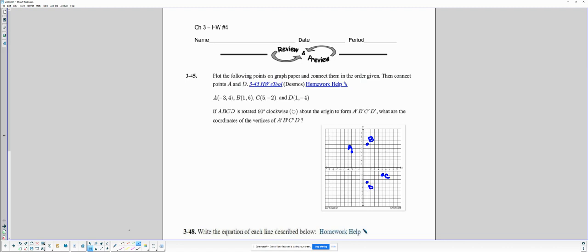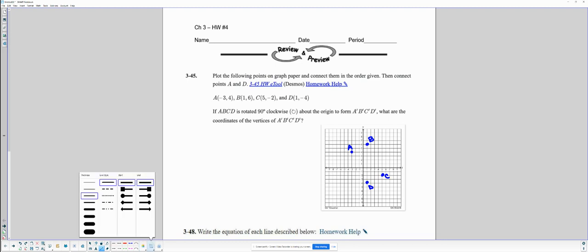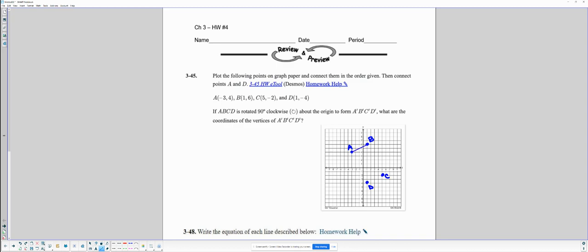Okay, so I'm going to go ahead and connect those dots. I'm going to use the color blue. I'm going to make my line a little skinnier so that way it's a little easier to see. So it's A to B, B to C, C to D, and D back to A. Okay, and I'm going to go ahead and lock that in place. So I'm going to group it and lock it.